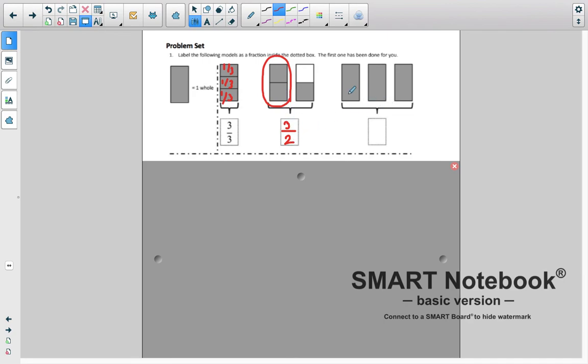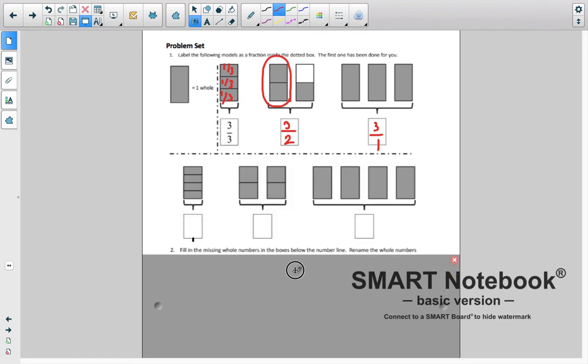Now let's look at this. We have 3 copies of one whole. So I know that 3 copies, and each of these equals one whole. So it's going to be 3/1. All right, let's look at our second one. How many pieces are shaded? 4. And we have how many pieces all together? 4. So this equals 4/4.